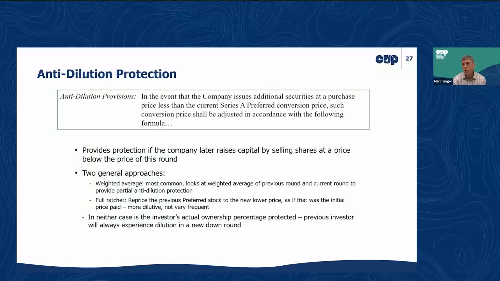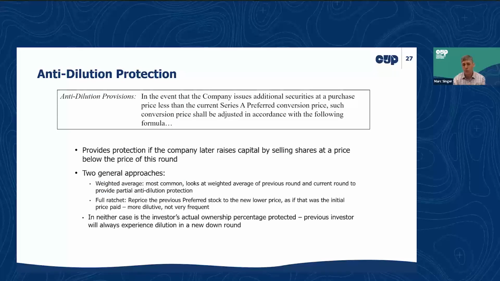There are two ways it is generally done. One is called a full ratchet, where you actually retroactively change the price the investor paid from $1 a share to the 60 cents a share. So it's as if they paid the lower price later. That is the most investor friendly, the least company friendly, also not that common in the market.